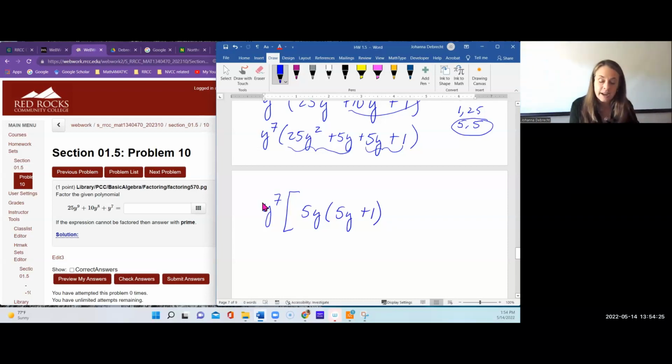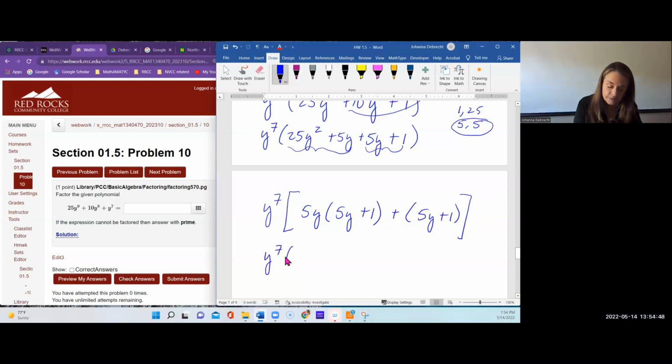My second one, I don't have a common factor. So what do I do? Well, I just leave the common factor as 1 and I put it inside parentheses. Notice that the binomials are now identical, 5y plus 1. So I can now take out the 5y plus 1 as a binomial factor. What does that leave behind?